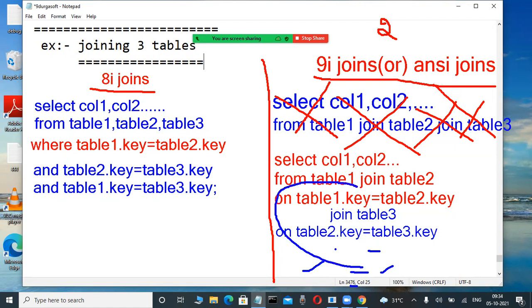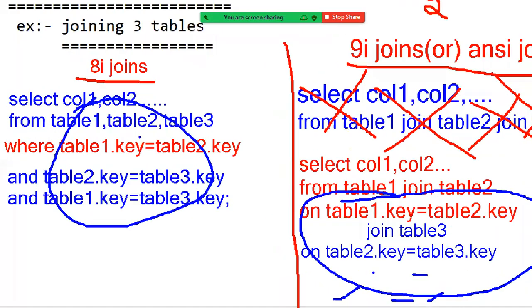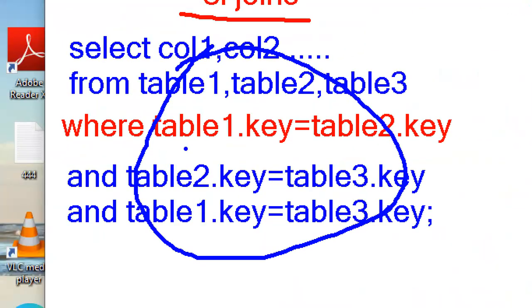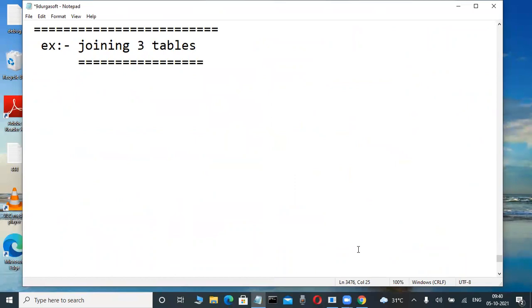That's why this syntax is totally different. That's why with 8i joins, blindly, any common field with the same data type, in any order you write it, it works. But in 9i standards, ANSI standards, first two tables only we are joining, and based on the result, the next table's fields only, common fields, we are using. That is important. Again another table means join new table name on clause, each and every time.